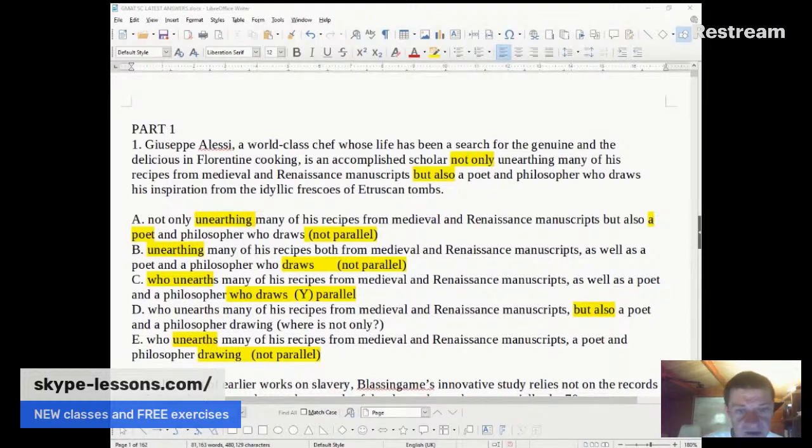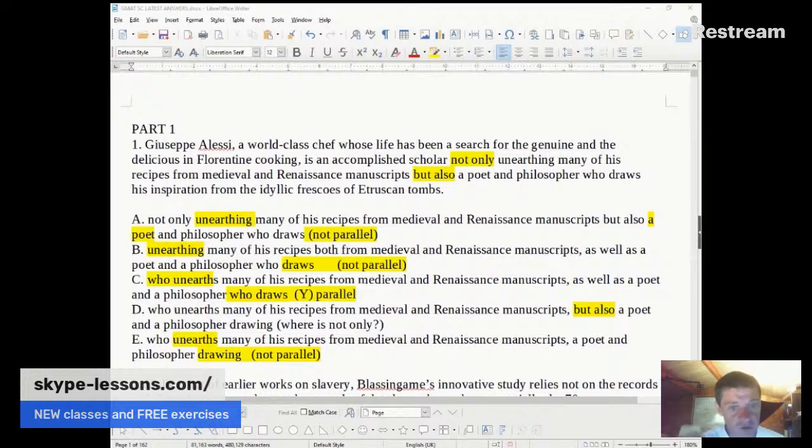Okay, let's look at B. In B, in fact, we haven't even got not only, we've got unearthing many of his recipes, both from medieval and Renaissance manuscripts, as well as a poet and a philosopher who draws. Now, notice here, we've got is an accomplished scholar unearthing many of his recipes. So this unearthing is describing Giuseppe Alessi. It's a participle still. But then we've got it with a description of Giuseppe that says who draws.